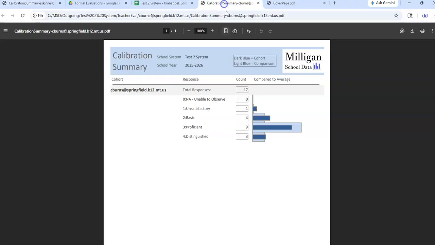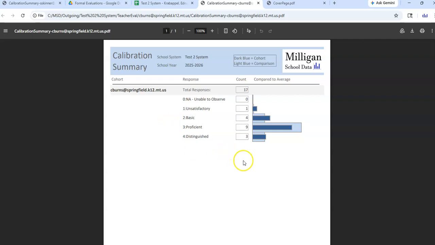I'm going to show you another fake example that shows something that's off by a little bit more, so you can see what that looks like. This evaluator, Mr. Burns, in Springfield School, looks like they had a lot fewer proficient. They marked people proficient a lot less than the average, and they had more unsatisfactory and basic than the average. So again, this is an opportunity for this evaluator to say, perhaps I am evaluating people a little bit harder, and I can calibrate my expectations for next year.